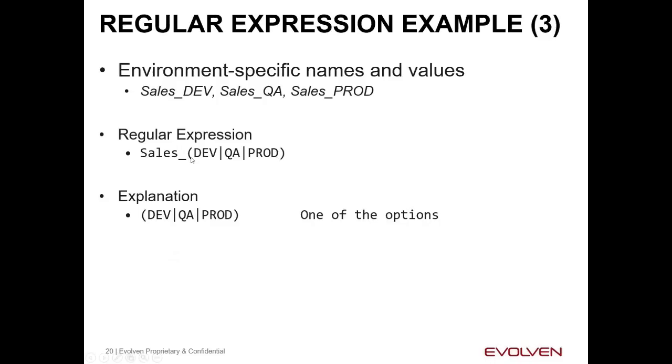Now we could have also done something really crazy. We could have done 7-zip and then parentheses and then 0, pipe 1, pipe 2, pipe 3. So there are options of things that you can put within the parentheses. And parentheses have other meanings in regular expressions. I'll keep it simple for now. But the parentheses are a way for us in this example to basically allow for one of the options to show. So this would be a good format if we were trying to look for either sales underscore dev, sales underscore QA, or sales underscore prod.